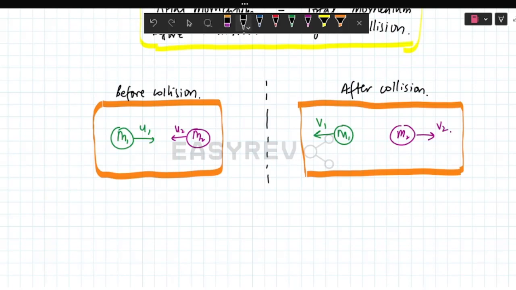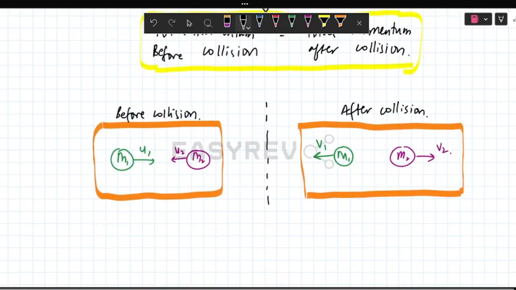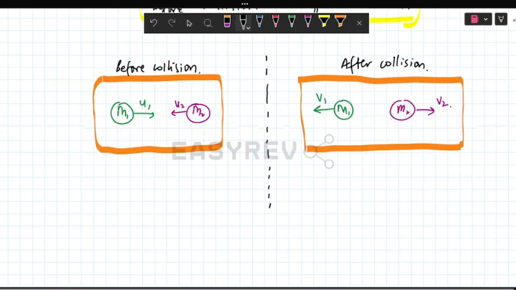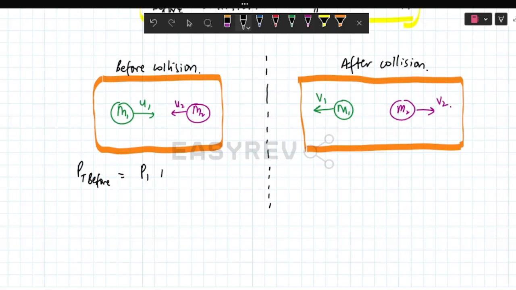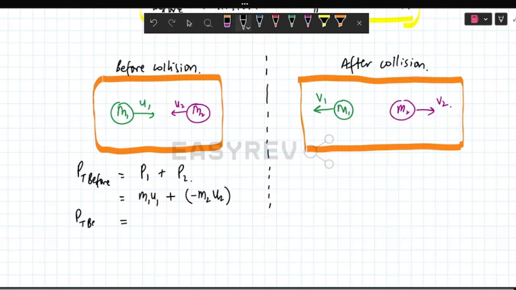Now, like we just mentioned, the principle still holds that the total momentum before collision must be equal to the total momentum after collision. It always helps to solve each of these individually, so let's do that first. The total momentum before collision is just the momentum of ball 1 plus the momentum of ball 2. Momentum is just mass times velocity, but keeping in mind direction. So the green ball would have a momentum of m1u1, plus the purple ball would have a momentum of m2u2 with a negative sign. Why? Because it's moving in the opposite direction. So the expression we get for total momentum before collision is m1u1 minus m2u2.